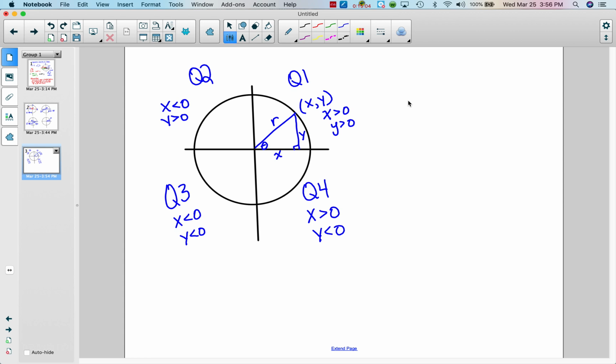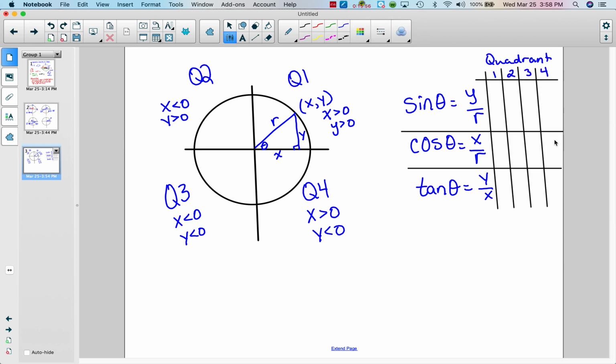Now, going back to our triangle, sine theta equals opposite, which is y, over r. And remember, r is the radius. It's always going to be considered positive. Cosine theta is adjacent over r. Tangent theta is opposite over adjacent, so it would be y over x. Now, in the different quadrants, for sine theta, since r is always positive, sine theta is going to be positive whenever y is positive. So y is positive in quadrants 1 and 2. So in quadrants 1 and 2, sine is positive. Let's see how I could write this.